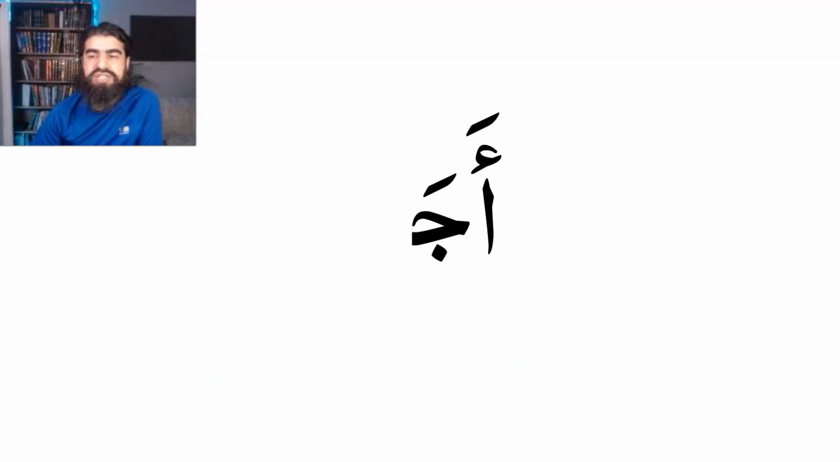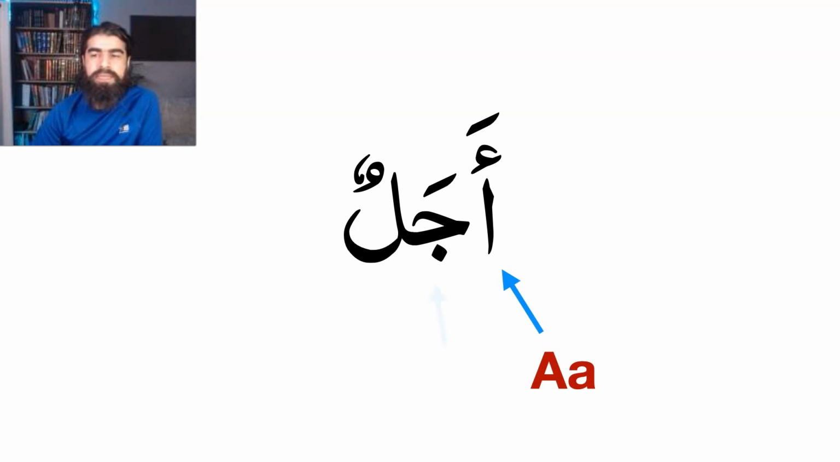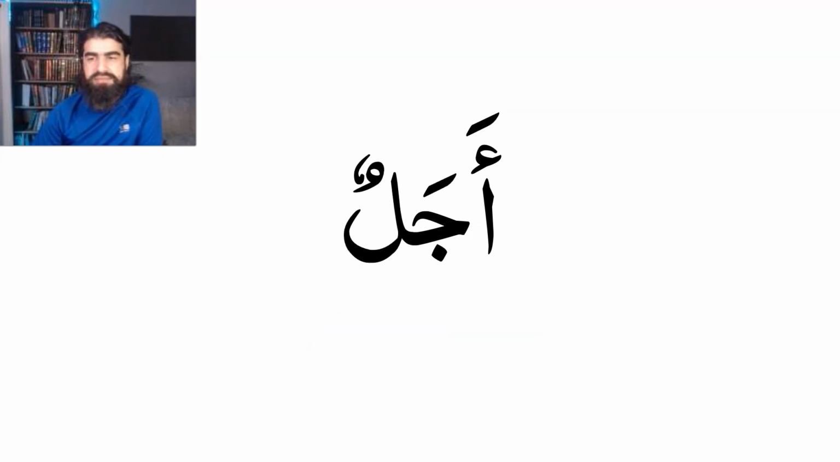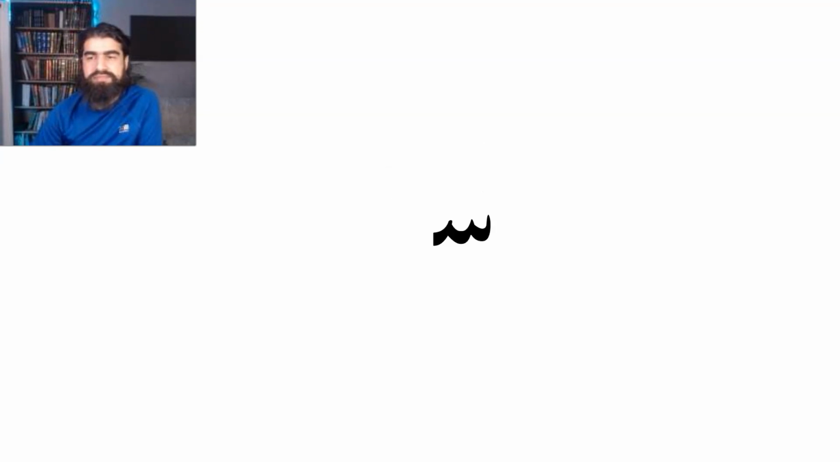A, J, Lun. This is A. This is J. And this is Lun. A, J, Lun. Now have a go at yourselves. A, J, Lun. Excellent. Let's have a go at another word then.